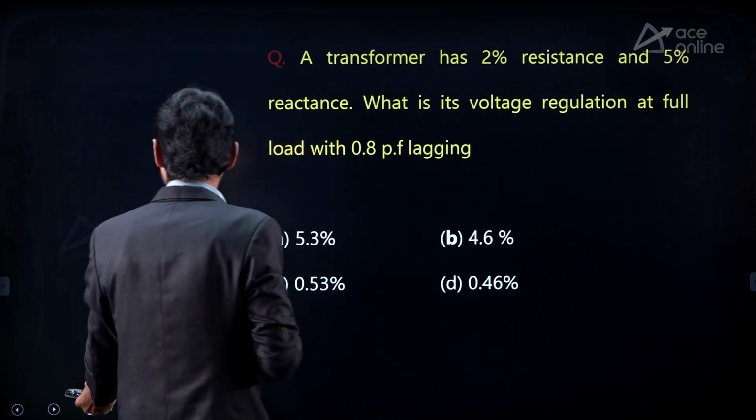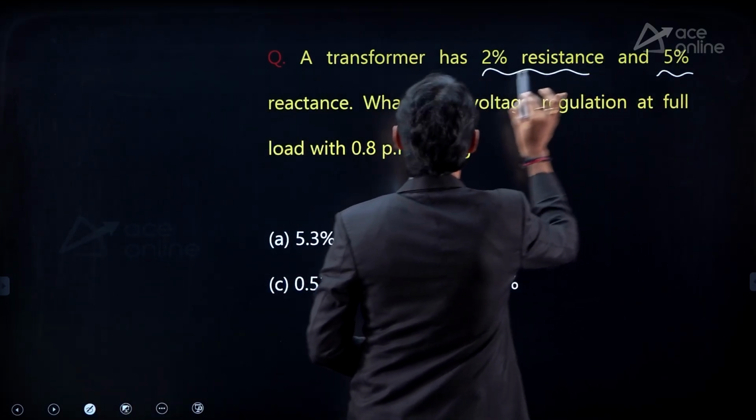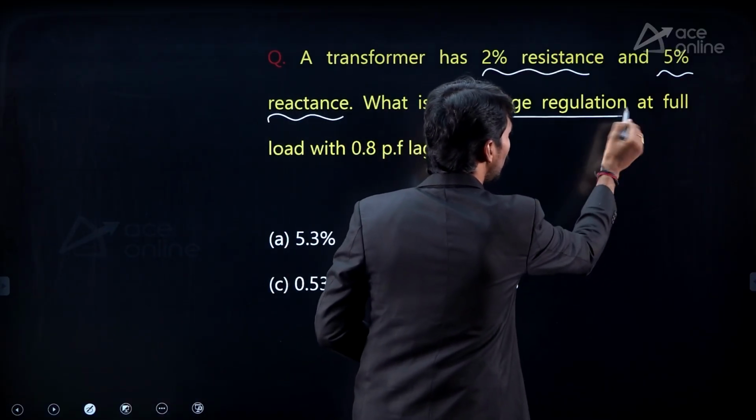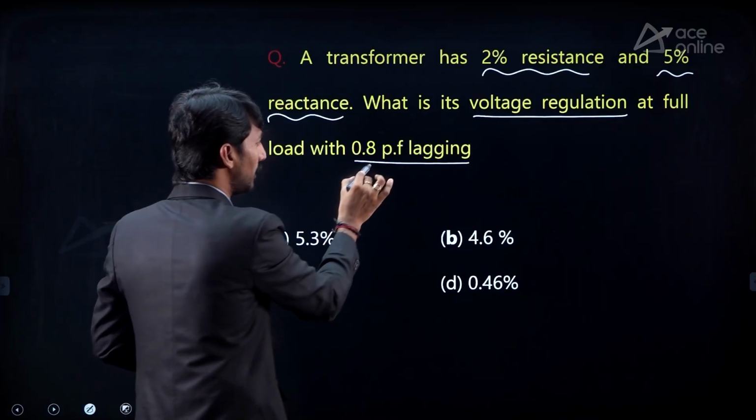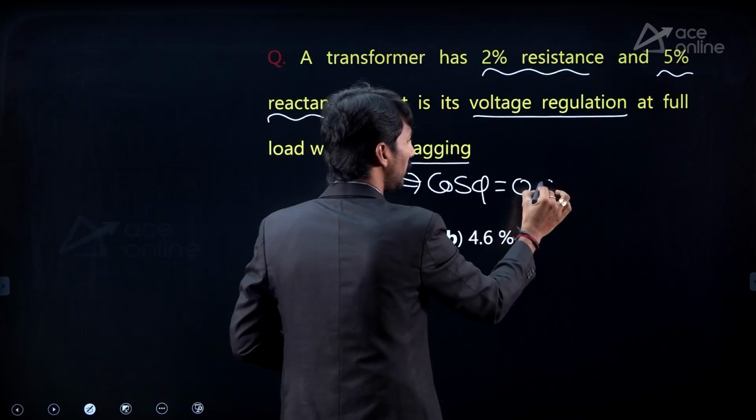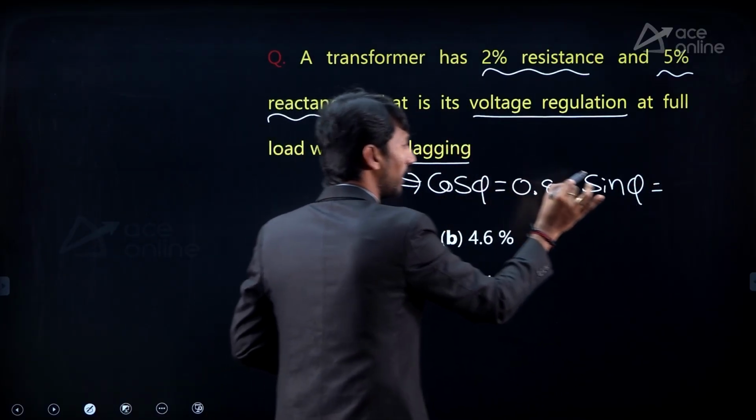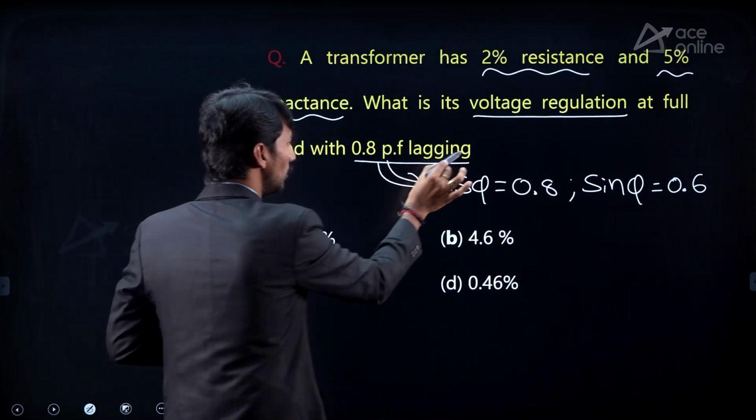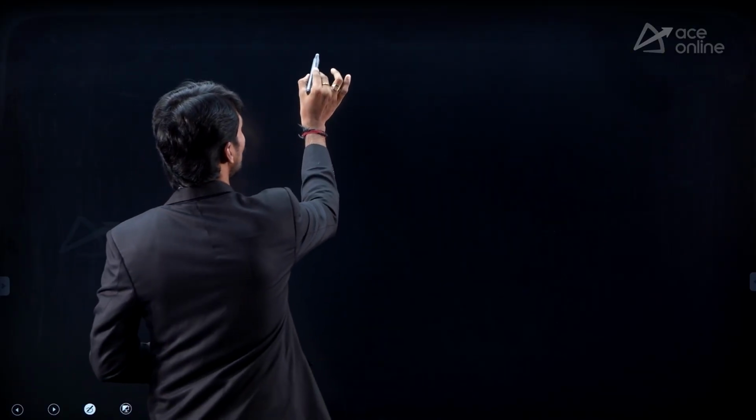A transformer has 2% resistance, 5% reactance. And what they are asking is the voltage regulation at full load at 0.8 power factor lagging. What is 0.8 power factor? Cos phi is equal to 0.8, and sin phi is equal to, cos phi is 0.8 means sin phi is equal to 0.6. First get this. And which load is he asking? Lagging load. So therefore, let's have the solution here.